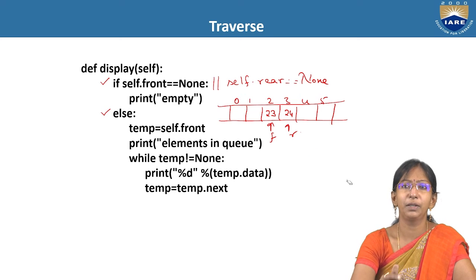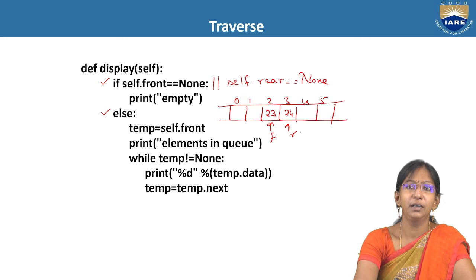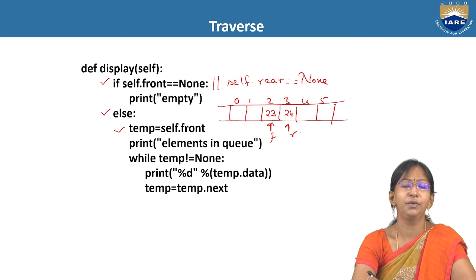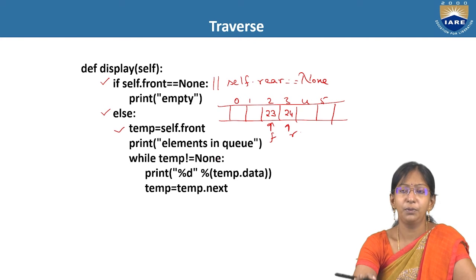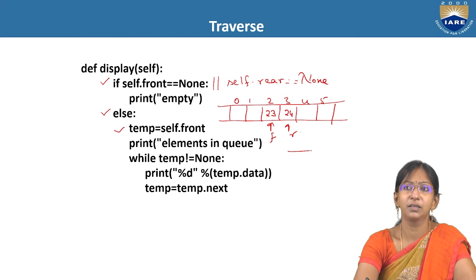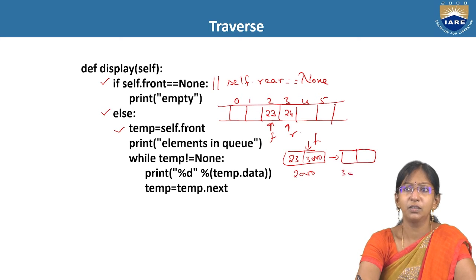So have a look at my code. I've taken a dummy name, temporary. I've given front that name, and while my temp is not none, it means if you implement the same using linked list, okay. So if it is at location 2000, this is front 23, it will be holding the next node's address, say 3000. This is a rear 24, this is none, right?